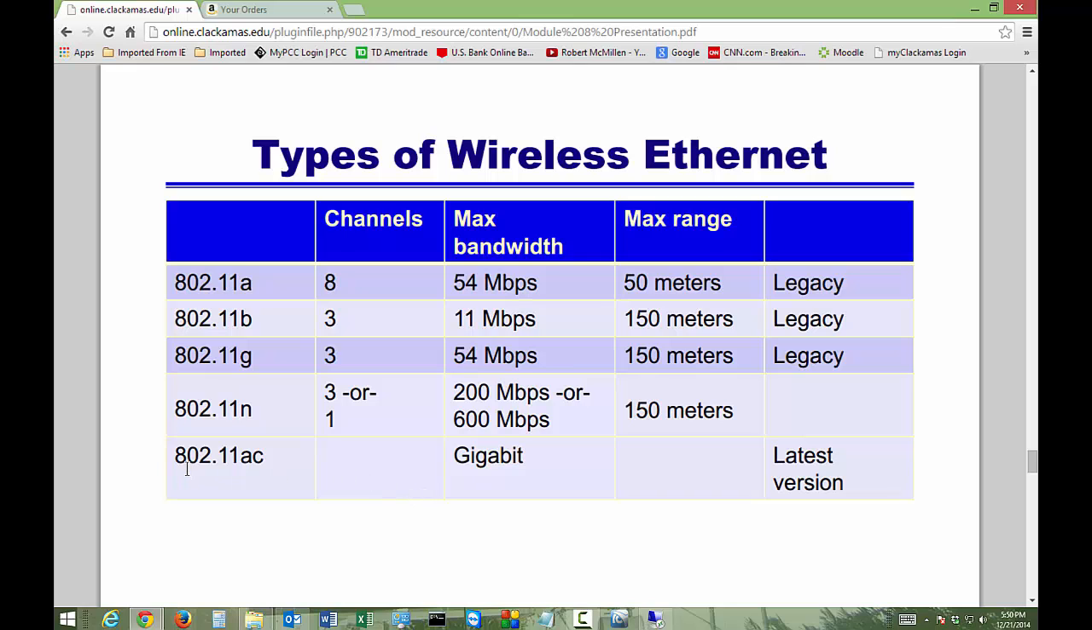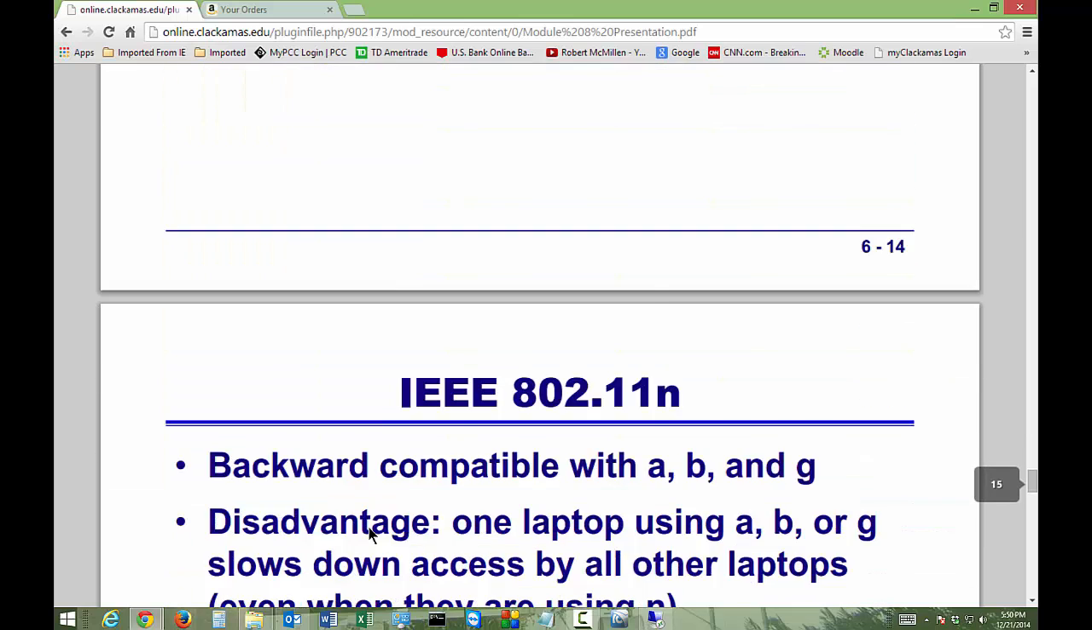Now, the latest one, which is not in our book, is 802.11ac, and that is gigabit capability. We don't have all the different specs as far as the channels and the max range. You won't be tested on it, but I just thought I would throw that in there because it is a new standard that a lot of people are picking up, and I'm sure it will be in the later versions of the book.